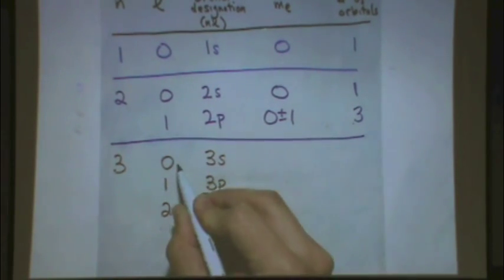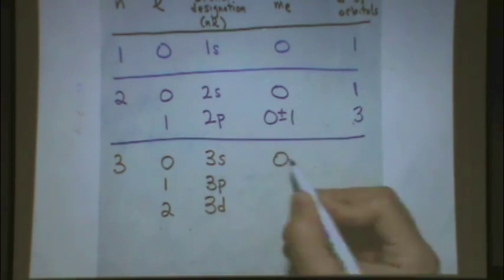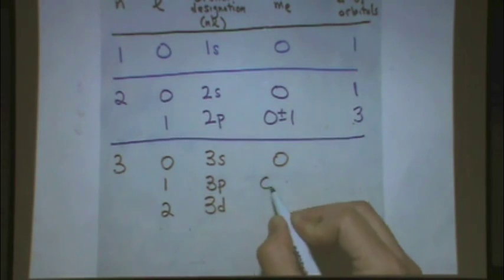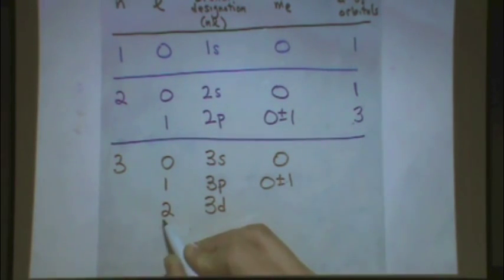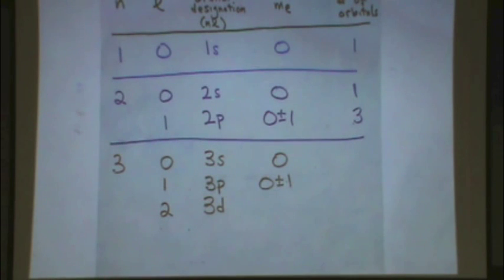Okay, so we've got, if L is 0, M sub L is still 0. If L is 1, M sub L is still 0 plus or minus 1. How about this one? L is 2. If L is 2, we're bound by negative 2 and plus 2, or negative L and plus L. So it's negative 2, negative 1, 0, 1, 2. Okay, so let me write all those numbers there.